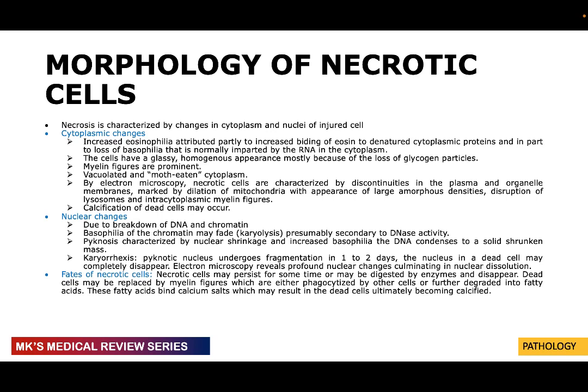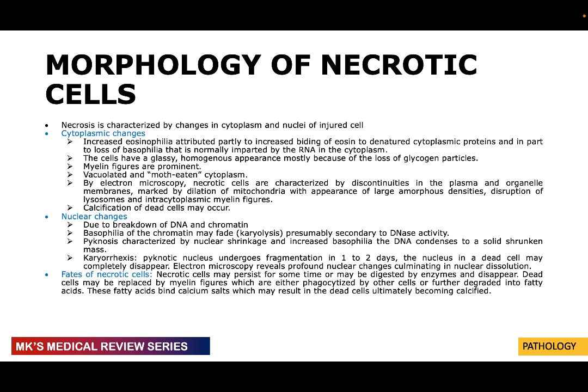But here in necrosis, remember that there will be changes happening in the cytoplasm, changes happening in the nucleus, and the different membranes are going to be affected. You remember that there's going to be an increase in eosinophilia. Again, if you don't know what that is, check out the playlist, check out the introduction to pathology. This is only because a lot of eosin is going to be binding to the denatured cytoplasmic proteins, and in part due to loss of basophilia, because the nucleus is being destroyed, the RNA is also being affected, the nucleic acids are being affected. The cells take on a glassy appearance, and generally most of them lose the glycogen particles that they store.